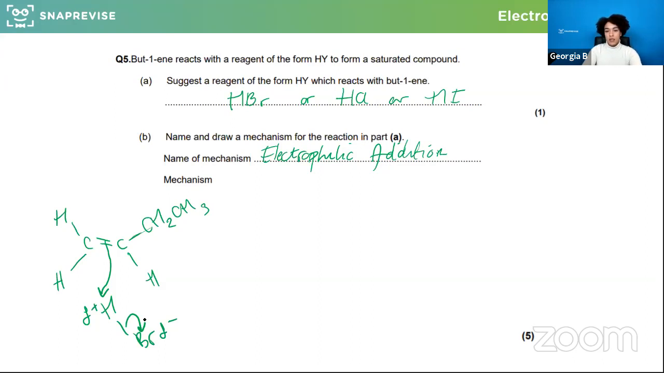You will lose your marks if you, for example, draw the curly arrow from the hydrogen to the bromine instead of from the hydrogen-bromine bond to the bromine, because electrons aren't coming from the hydrogen, they're coming from the hydrogen-bromine bond. So be really careful.